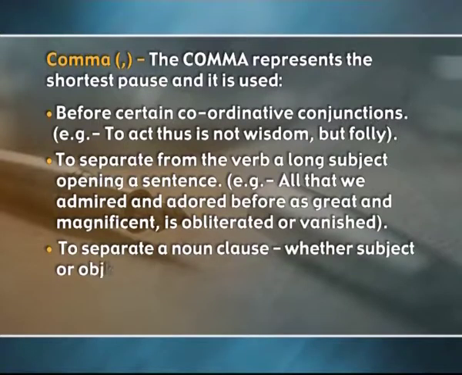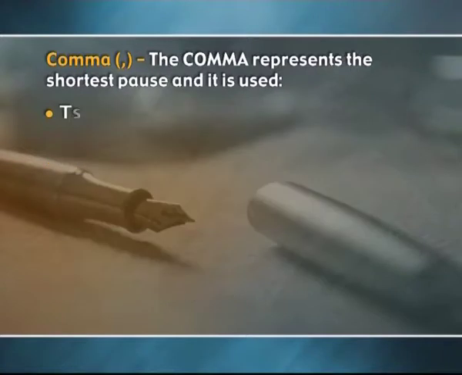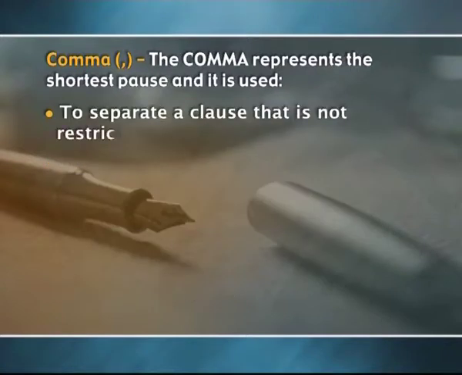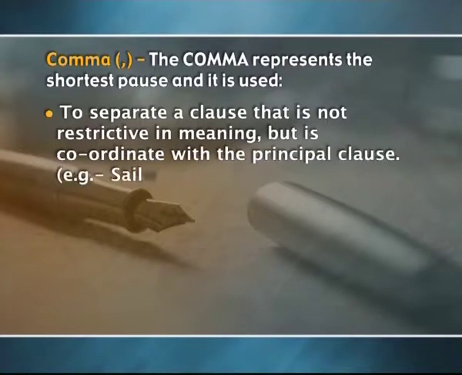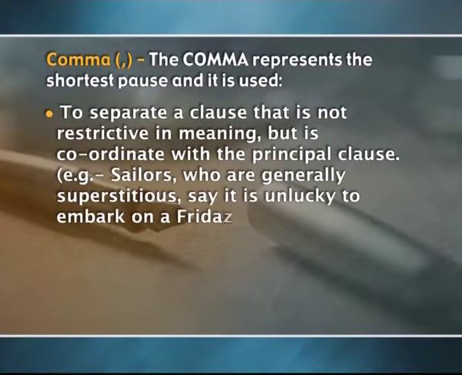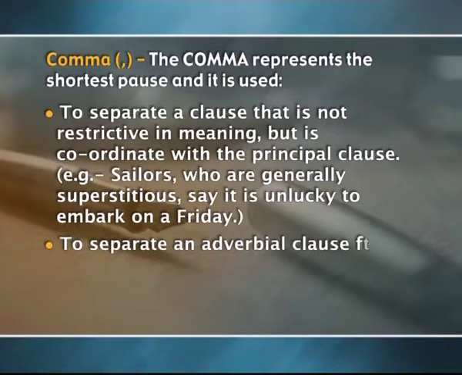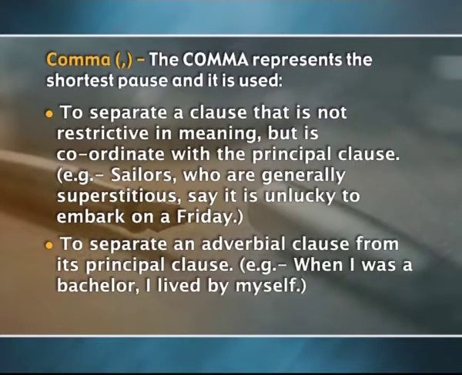To separate a noun clause with a subject or object preceding the verb. Example, whatever is right. To separate a clause that is not restrictive in meaning, but is coordinate with the principal clause. Example, sailors, who are generally superstitious, say it is unlucky to embark on a Friday. To separate an adverbial clause from its principal clause. Example, when I was a bachelor, I lived by myself. All the above given examples are explaining the different uses of comma.